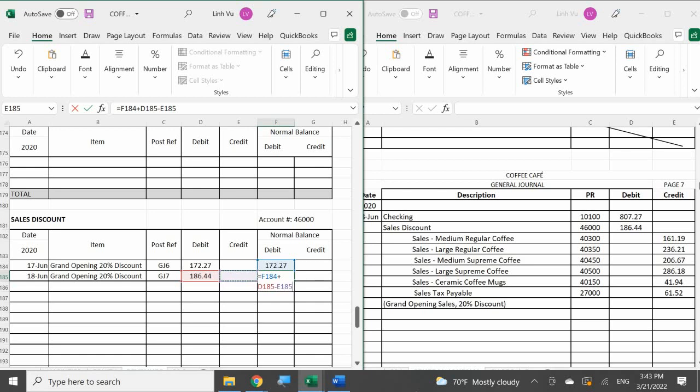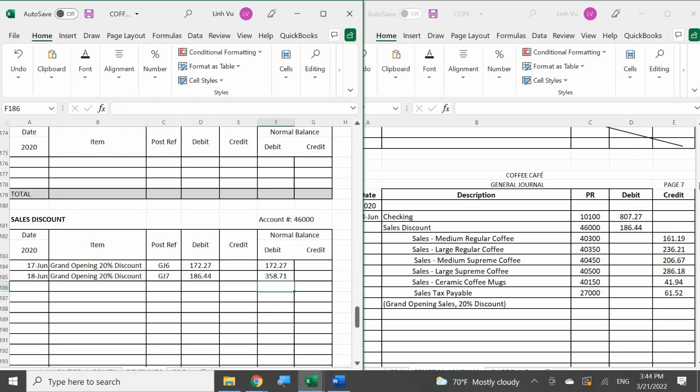It's going to be my previous balance plus any debits, in this case $186.44, minus the empty credit in that same row. Okay. So what is my total ending balance? $358.71. Good.